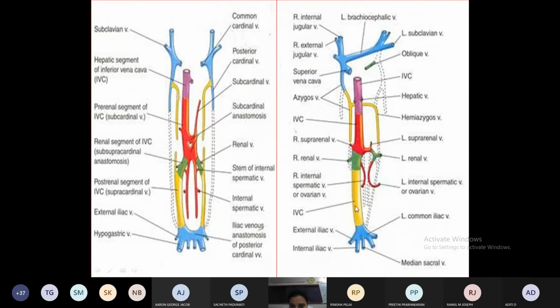This yellow one is postrenal, which is formed by the right supracardinal vein. This yellow one is the right supracardinal vein. The renal segment is formed by the subcardinal supracardinal anastomosis. Then the right subcardinal vein forms the prerenal segment. And the uppermost part is the hepatic part.